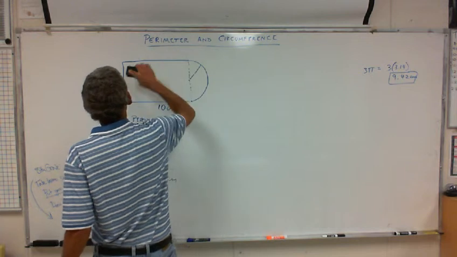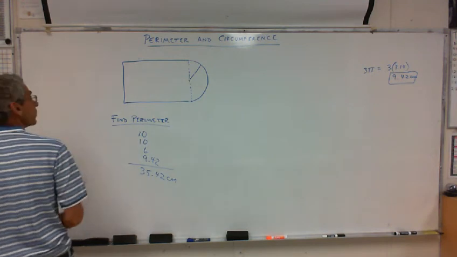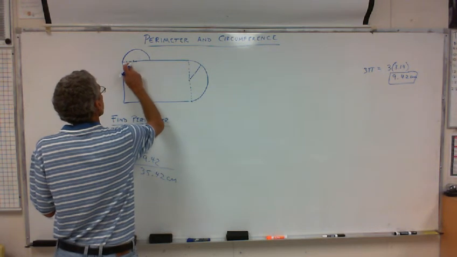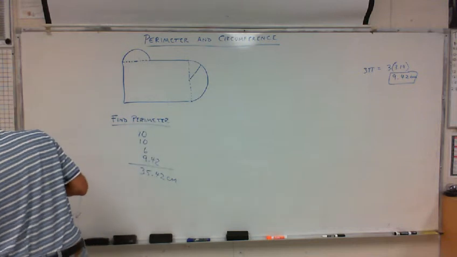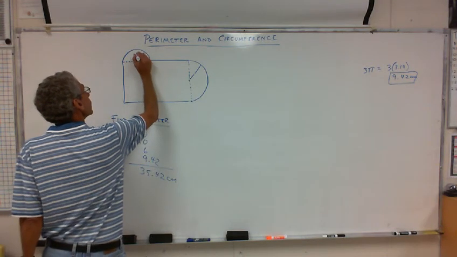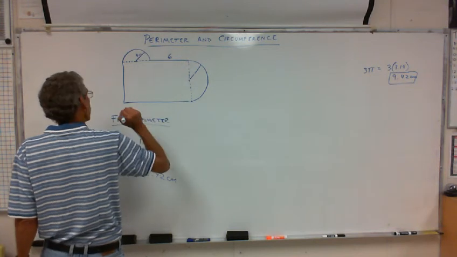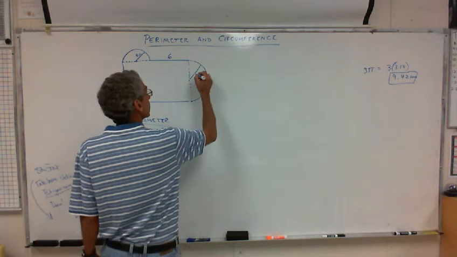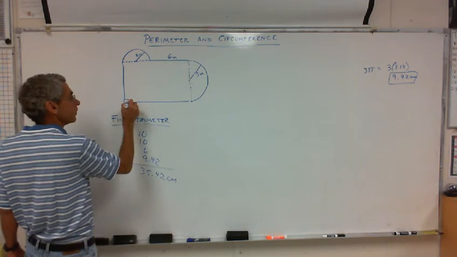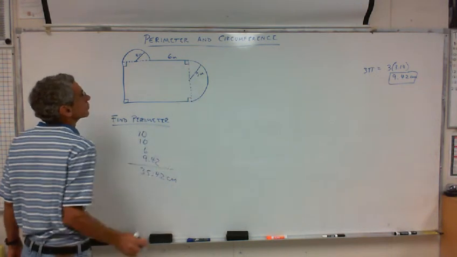Okay, so this is 4 inches. This, from here to here, is 6. I didn't draw it to scale, just so you know. This is 5 inches. And I'm going to give you that all these are right angles. Okay?